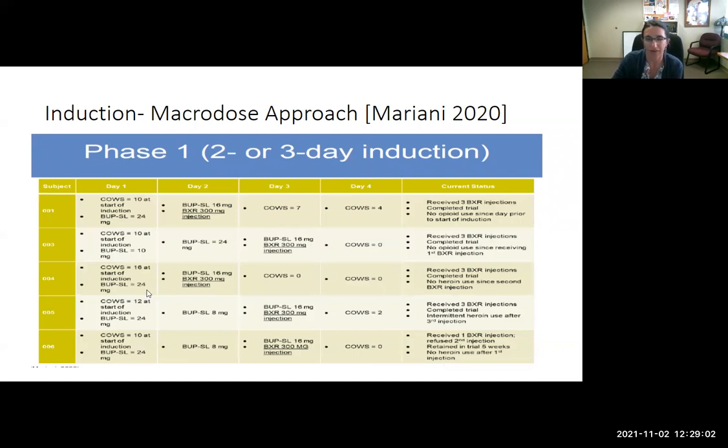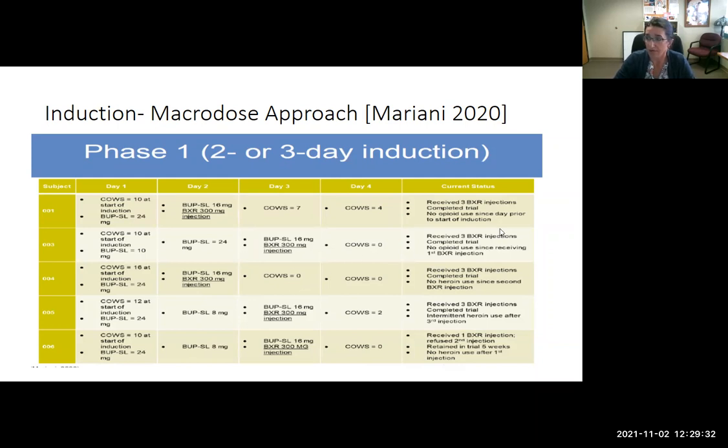You can see here that they basically gave people a test dose of buprenorphine to ensure that they weren't going to precipitate withdrawal. And then really the idea was to do at least 2 consecutive days at 16 milligrams before giving the injection, but they found that for treatment retention, if they gave the extended release 300 milligram buprenorphine sooner, they were more likely to retain people in treatment.